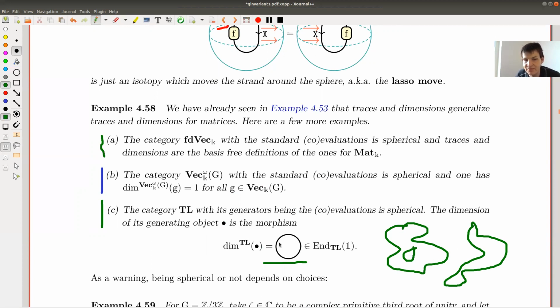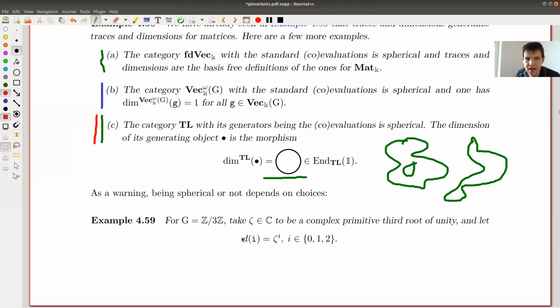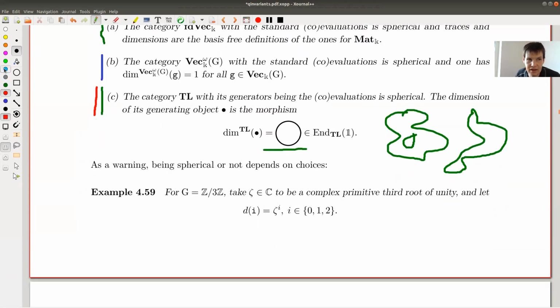So the dimension itself, in this case, is just a circle, which is a bit silly because the dimension should be a numerical invariant. So we may have to rethink this example later on, but for now, it's just what it is. Just keep in mind that we may have to rethink this. And as a warning, and then we are done.